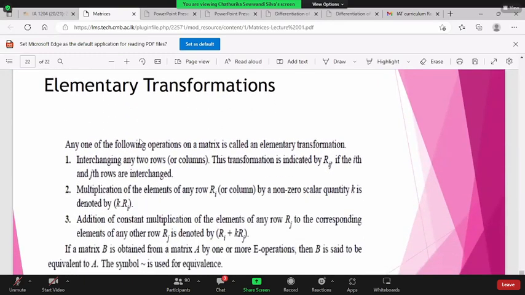And elementary transformations. So have you done elementary transformations under basic mathematics?